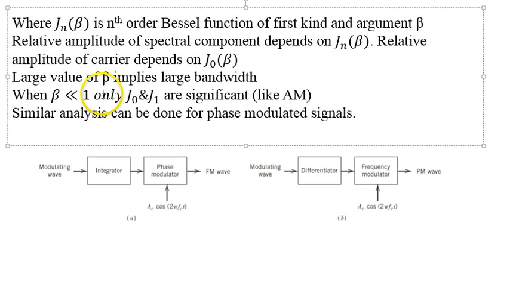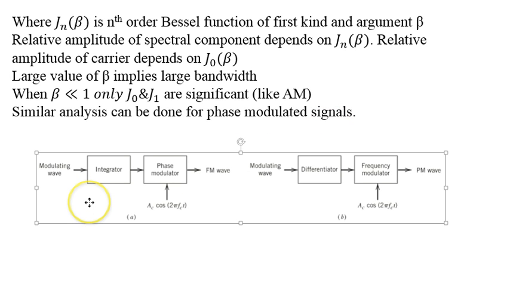When beta is much less than 1, only J0 and J1 are significant. It's like an AM signal having the carrier plus 2 sidebands, and similar analysis can be done for phase modulated signals. Here we have done it for the frequency modulated signal, but it could be done for the phase modulated signal.